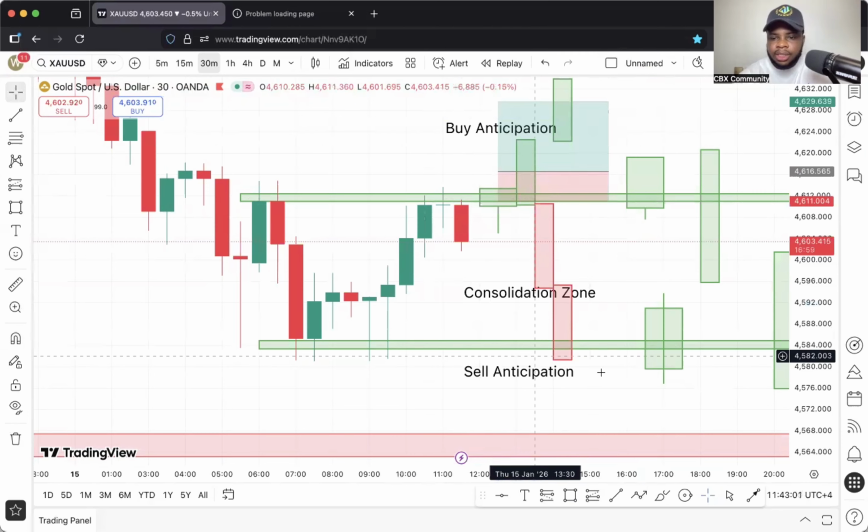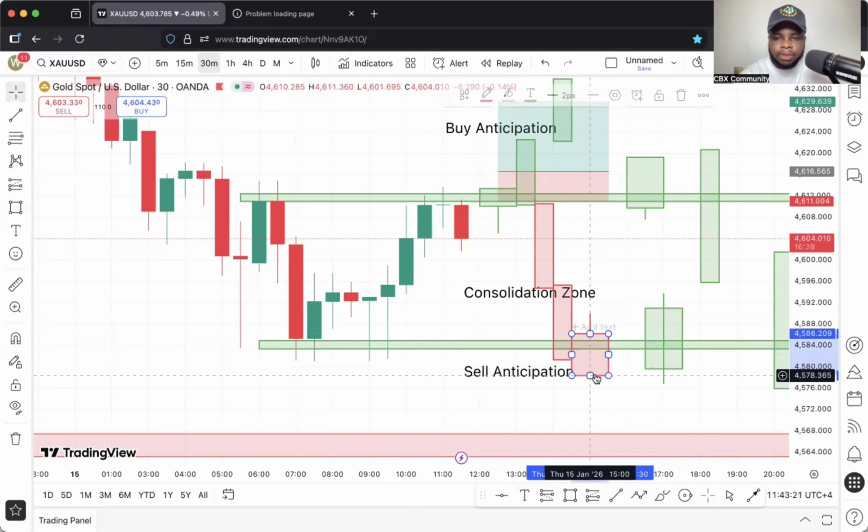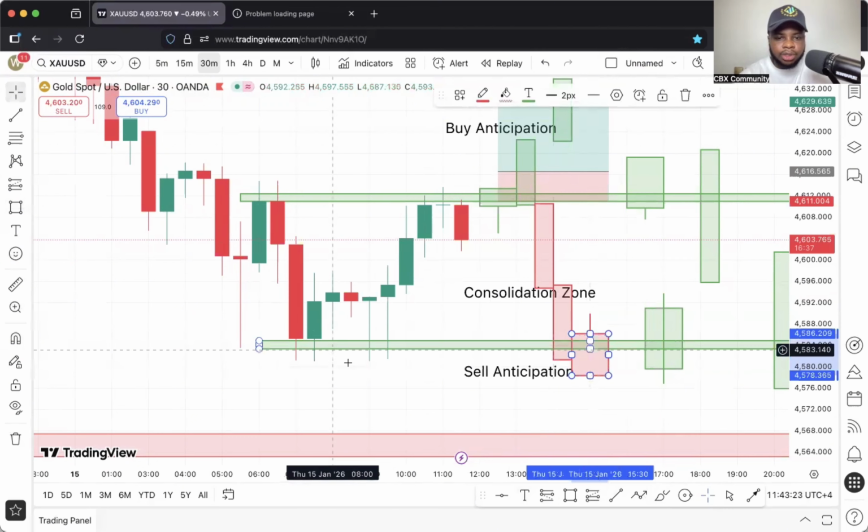Then the next candle we have to create an upper wick like this. The next candle we have to create an upper wick like this. Then the body of the candle needs to continue to come down to break the low of this bearish candle, and it needs to break the low of these weak candles over here.